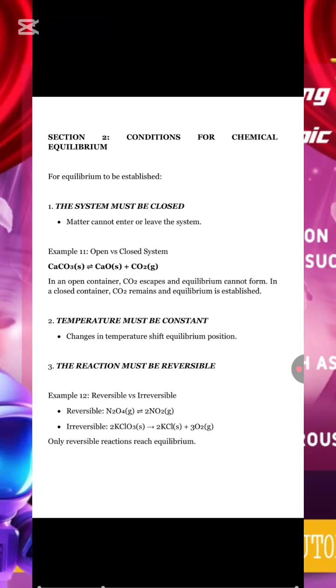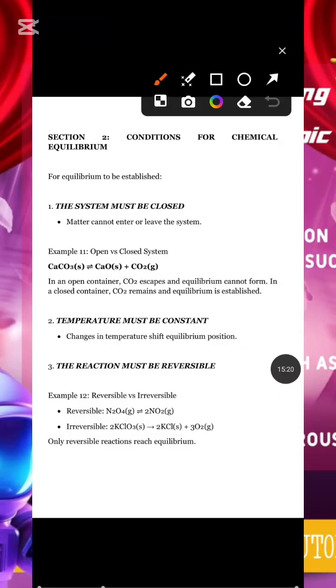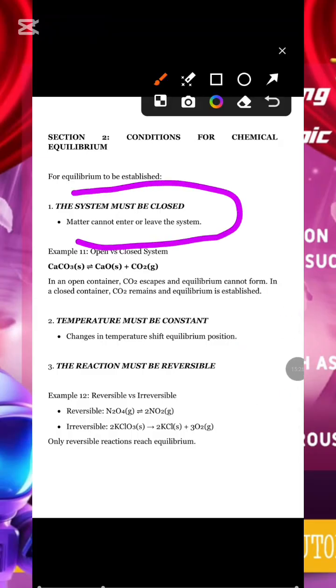In section 2, we are going to be looking at the conditions for chemical equilibrium. That means for a reversible reaction to be at equilibrium, what are the things that must be in place? There are things that must be in place for me to say this particular reversible reaction is at equilibrium. Number 1, the system must be closed. In other words, the reaction must take place in a closed system.